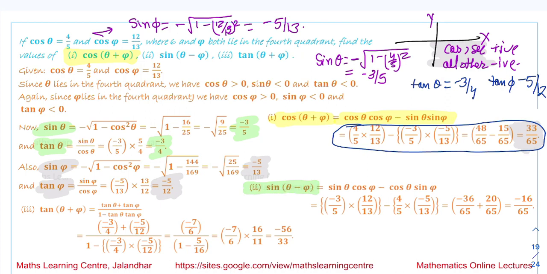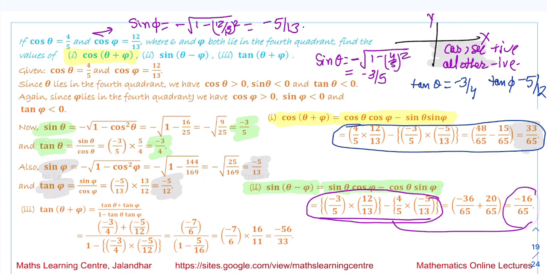In the second part, we have sine of theta minus phi. The formula we have is sin theta cos phi minus cos theta sin phi. So when we substitute these values in this formula, we get minus 3 by 5 into 12 by 13 minus 4 by 5 into minus 5 by 13, and on solving this, the answer we obtain is minus 16 by 65.